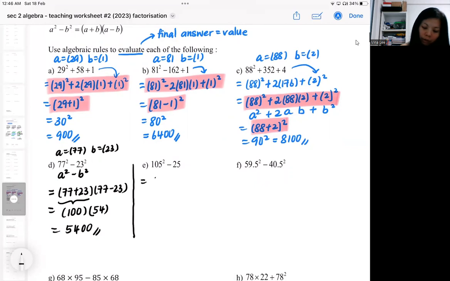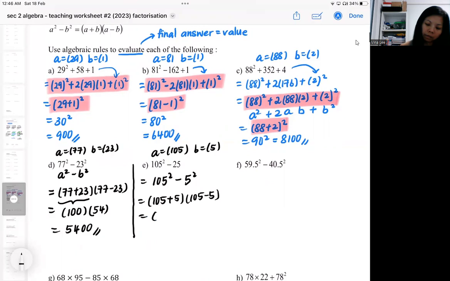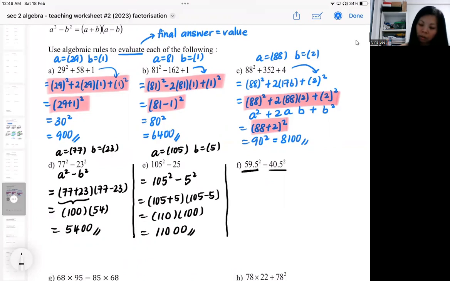So the same thing goes for this one. 25 is a perfect square. So here my A is 105, my B is 5. So that will just be 105 plus 5 and 105 minus 5. One of the brackets is usually quite a nice number. So the 100 is a nice number. I don't even need a calculator. I can just mentally multiply by 100. So this one is also quite direct. Can you see it's actually quite direct?